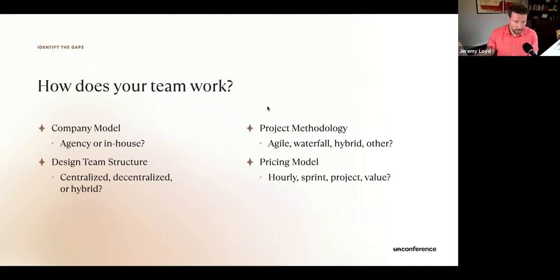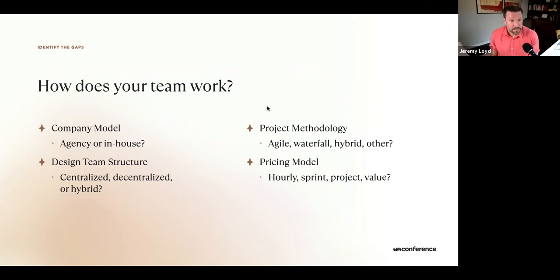Obviously you probably know all of these things and where you're at here, but it's good to take a look and identify some of those tendencies that might happen. So, if you're an agency or an in-house team, that can make a big difference. If you're working on a SaaS product, or you're on a product team, that could all affect some of those different techniques. Design team structure.